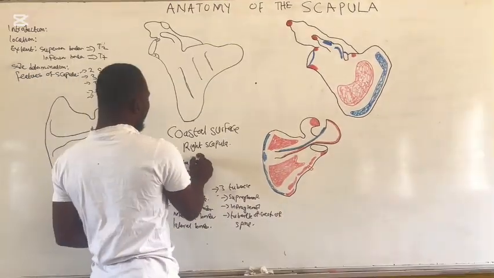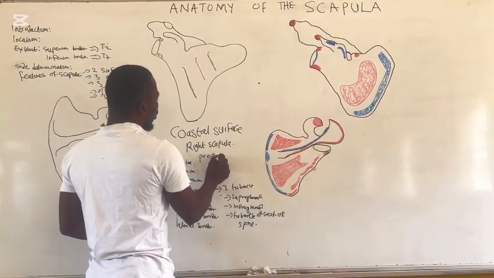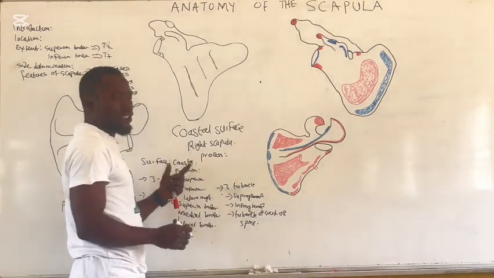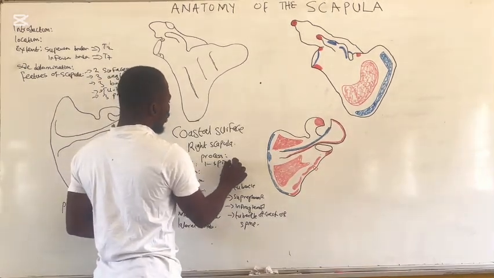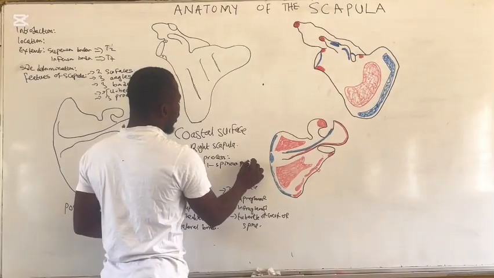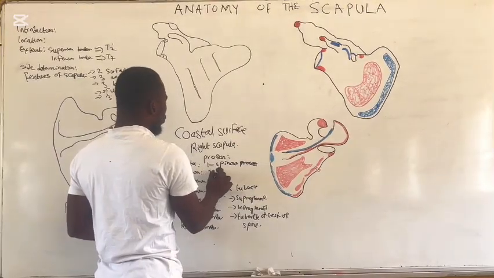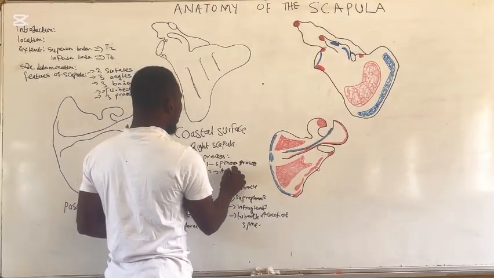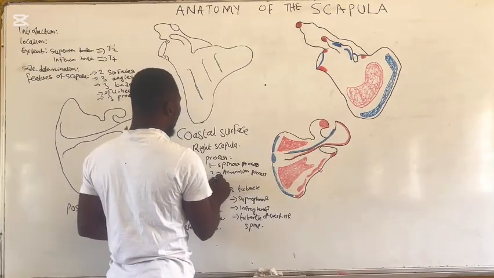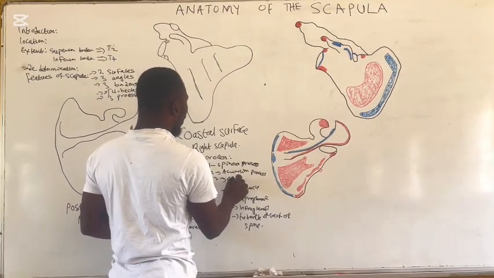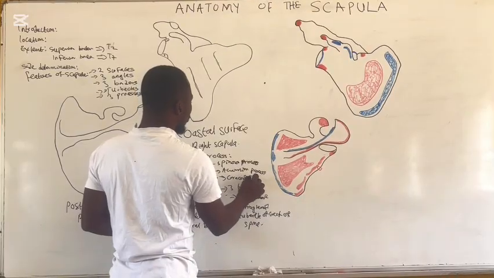The next is processes of the scapula. The scapula has three processes. One, the spinous process. Two, the acromion process. And three, the coracoid process.